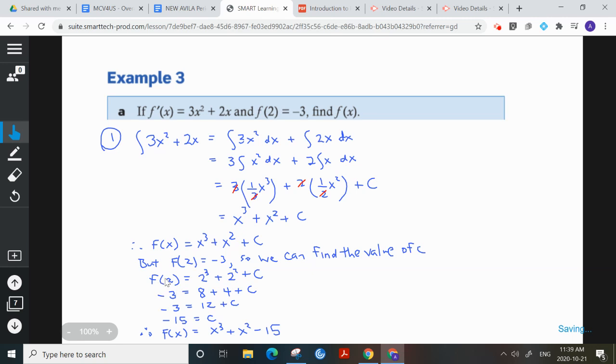Okay, so I'm going to plug in 2 to my function here. 2 cubed plus 2 squared plus c. And I know that if x equals 2, then y equals -3. So I'm going to interchange that for -3. I'm going to solve for c and get -15, and that means that my original function that gave me this derivative is x cubed plus x squared minus 15. So I can find the value of c if I have some information.